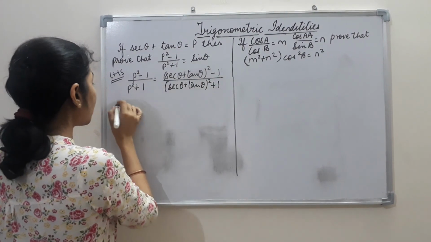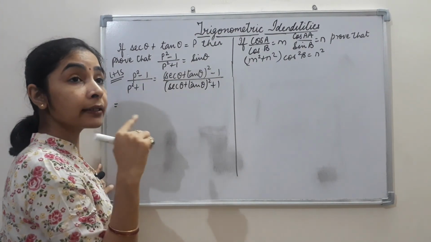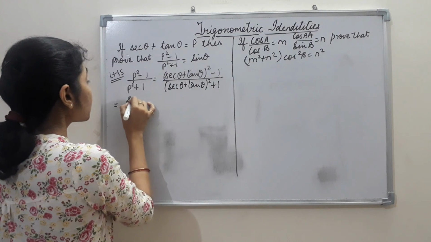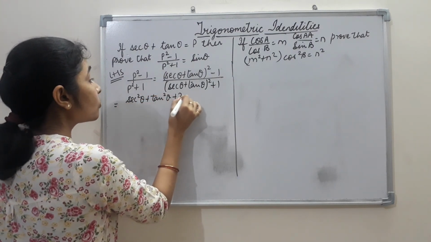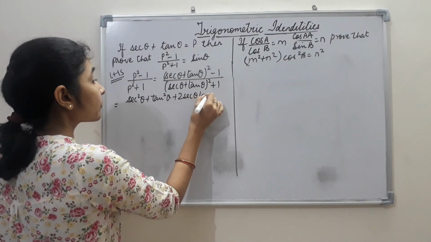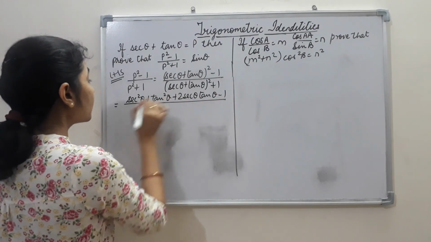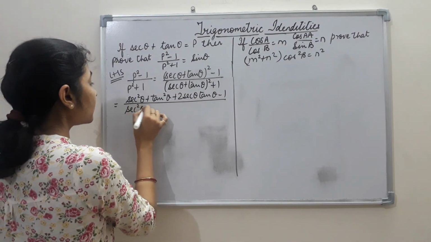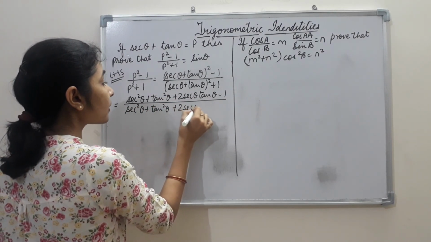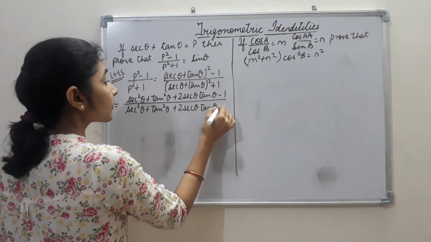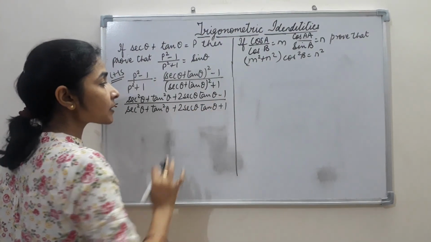Now we'll just remove this bracket. We'll take the square of this, as we are using the identity a plus b whole square. So sec square theta plus tan square theta plus 2 sec theta tan theta, minus 1 remains as it is. Here also the same thing, sec square theta plus tan square theta plus 2 sec theta tan theta plus 1.